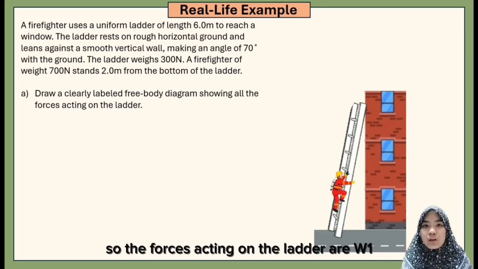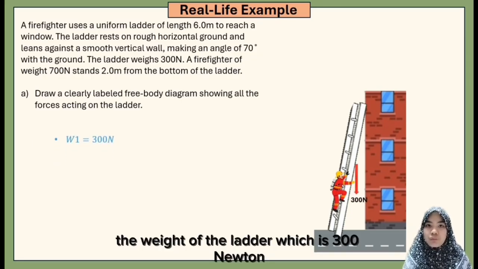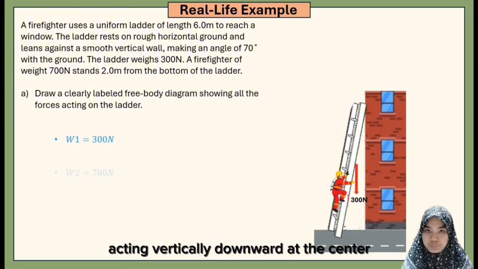So, the forces acting on the ladder are W1, the weight of the ladder, which is 300 Newton acting vertically downward at the center.